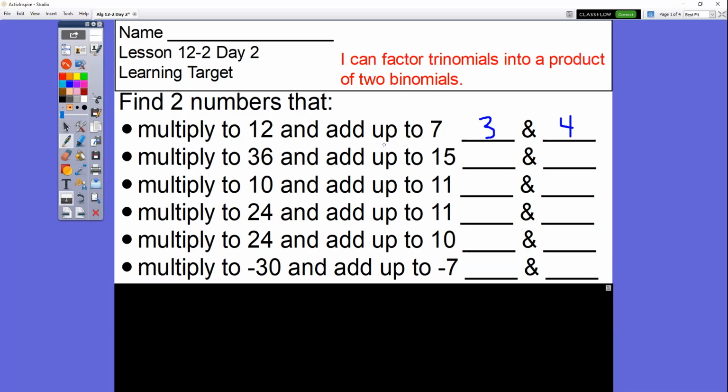Now, getting a little bit more difficult. All right, negatives are always more difficult. Remember that a negative times a negative is a positive, but a negative times a positive is a negative. All right, so when you multiply the two numbers together, you get negative 30, but when you add the two numbers together, you get negative 7.